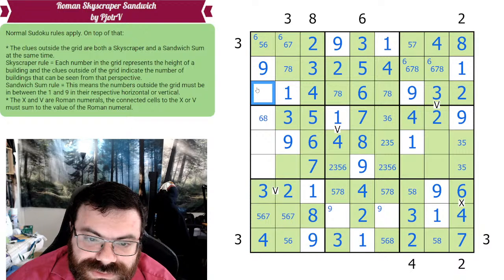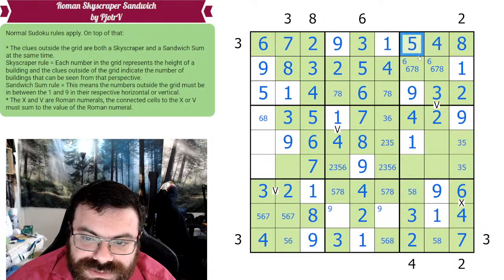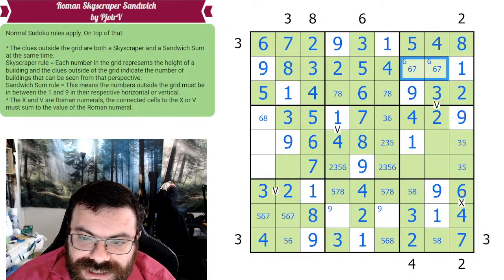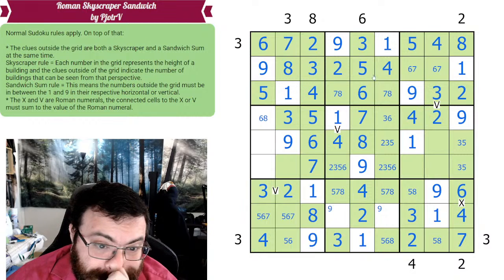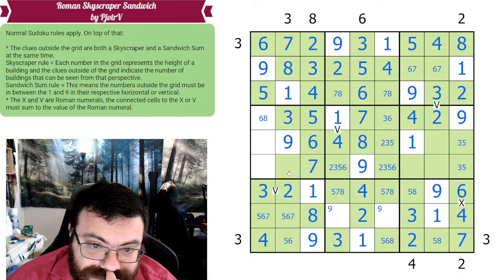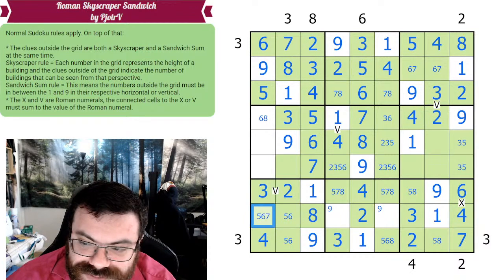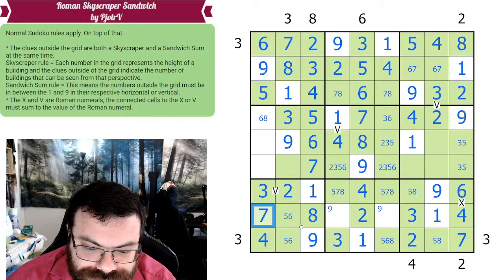So this is just a 5 here. So this is 6, 7, 8. That helps. 5's green. These are not 8. All right, have I missed any clues? Let's see, that's not 7. That's a 5, 6 pair. That puts 7 here.